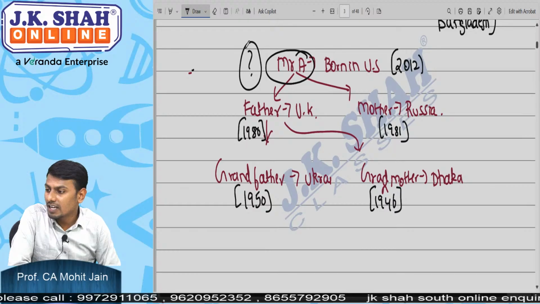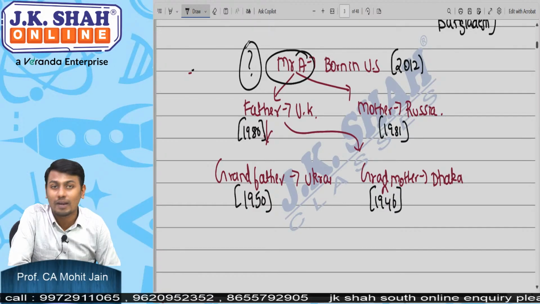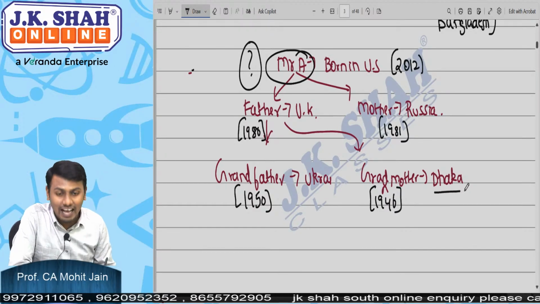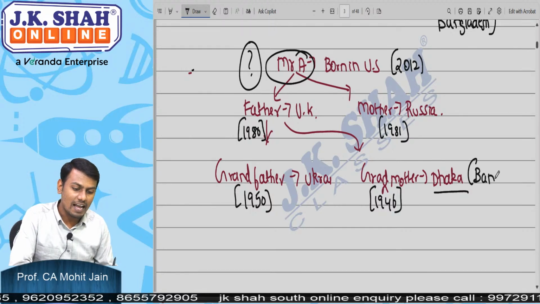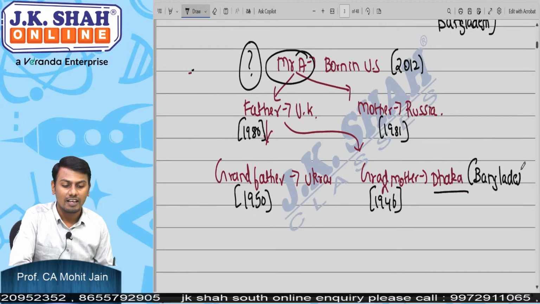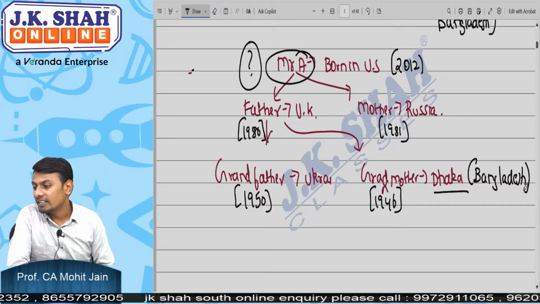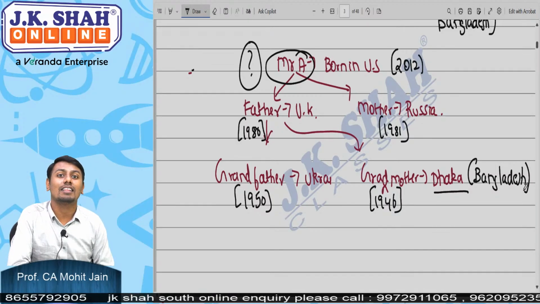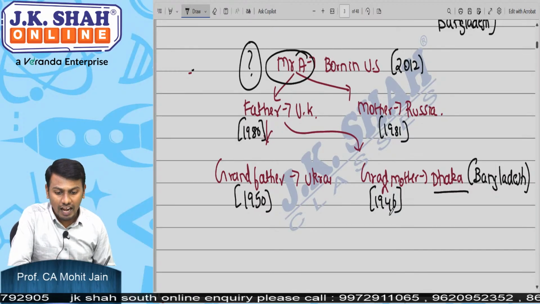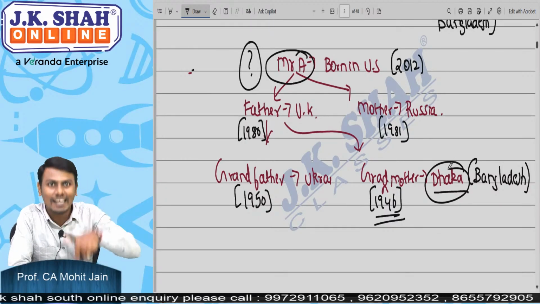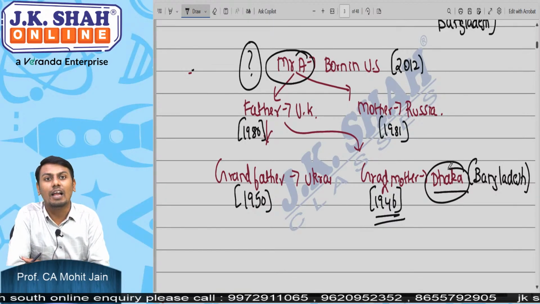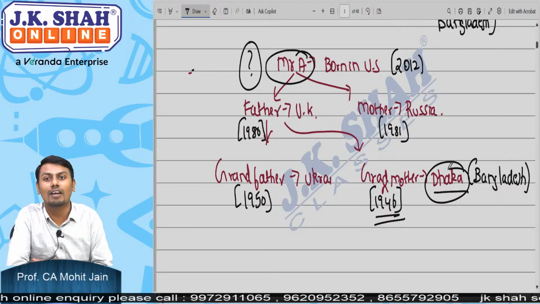Some people are saying no, some people are saying yes, some people are googling. Sir, what is Dhaka? Dhaka is where? Dhaka is in Bangladesh. So in 1946, where was Dhaka? Dhaka was in India. Dhaka was in what? India.